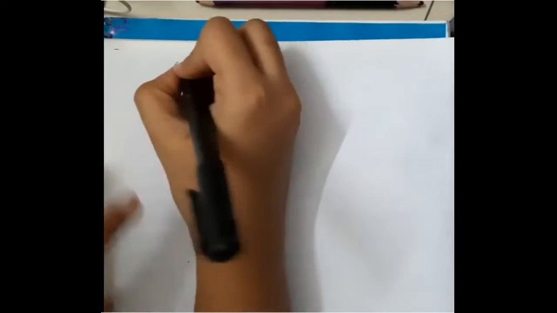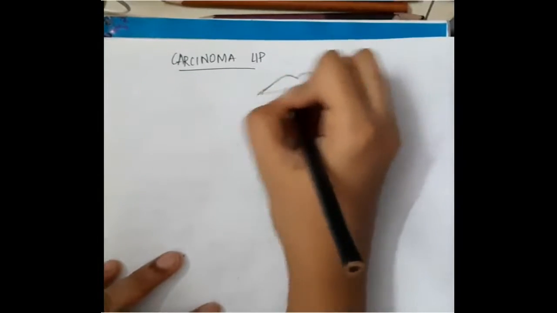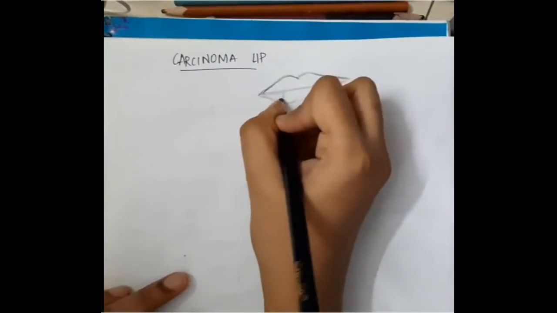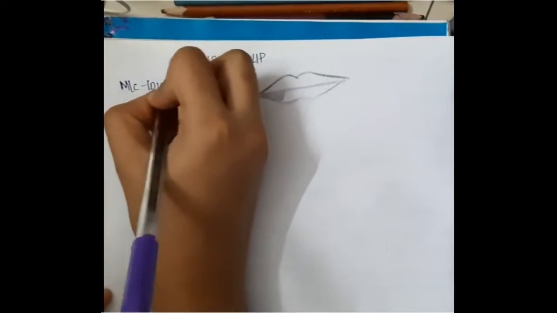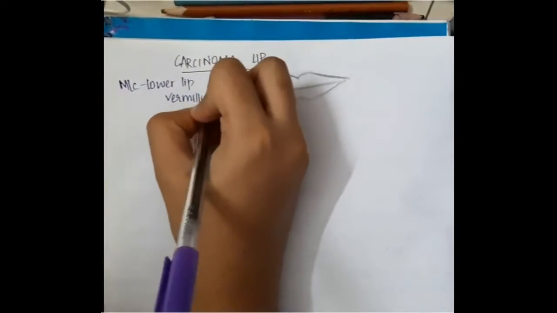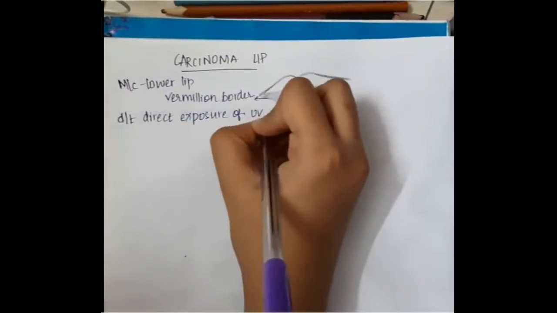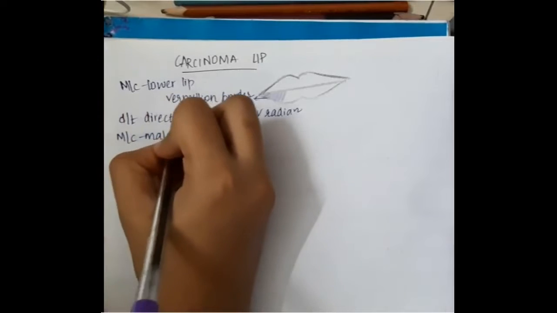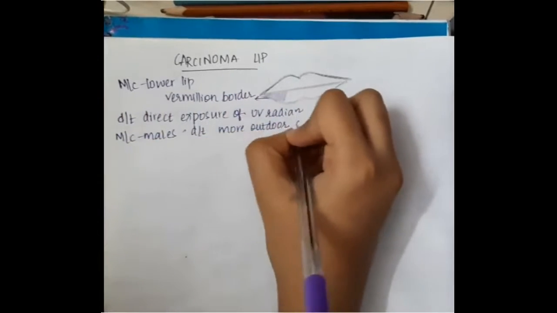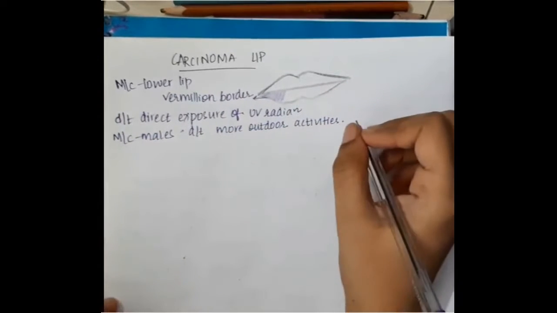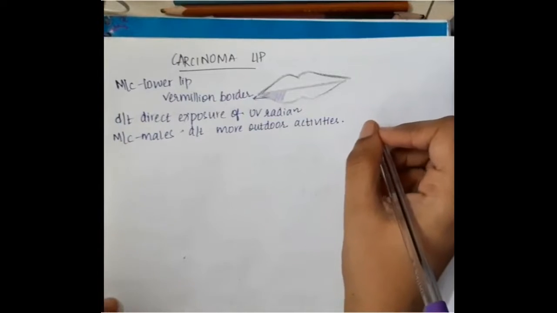Hello friends, let us now learn some important points about carcinoma lip. Here, the most common site of carcinoma is the lower lip, that too the vermilion border of the lower lip. It is due to direct exposure to UV radiation. This carcinoma lip is most commonly seen in males due to their more outdoor activities.